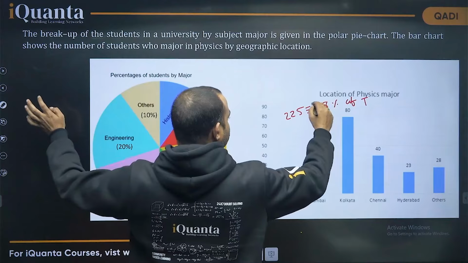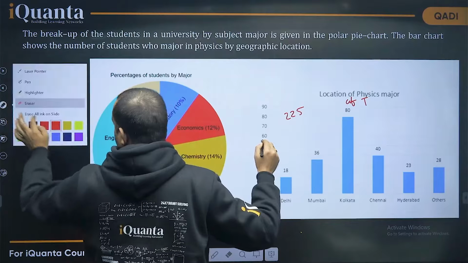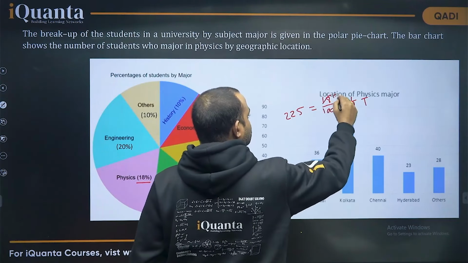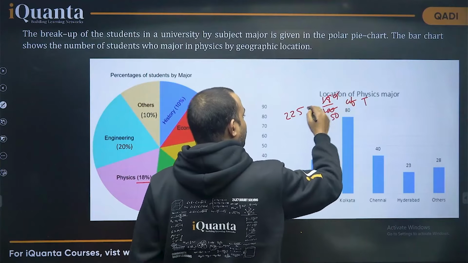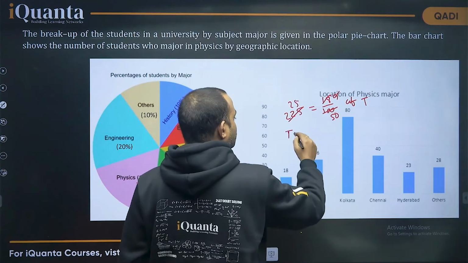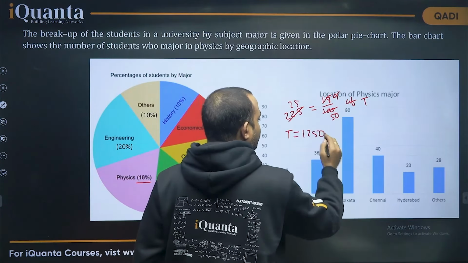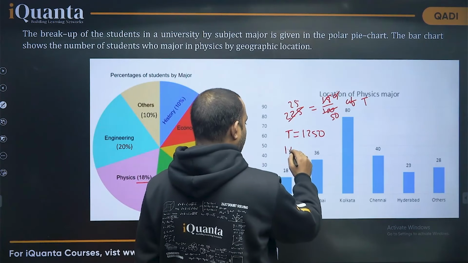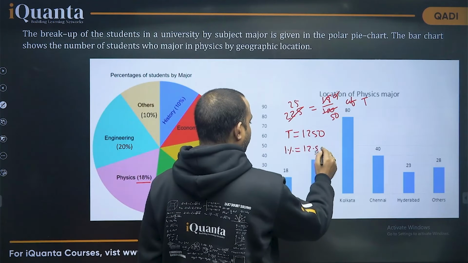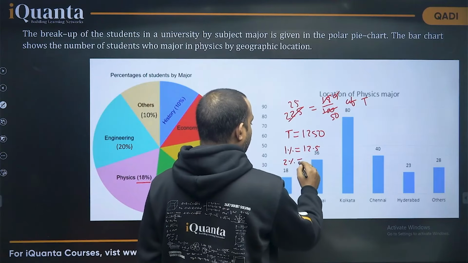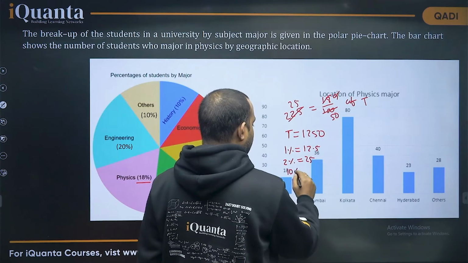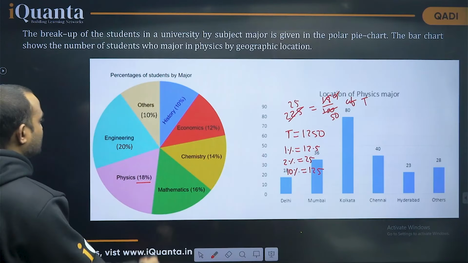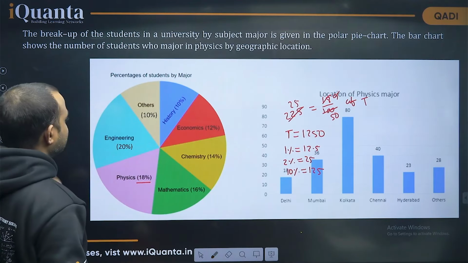So this I can write 18 upon 100. This is 9 by 2, this is 50, 9 into 25. So total is equal to 1250. There are 1250 students. 1% of 1250 is equal to 12.5, and 2% is equal to 25, and 10% is equal to 125. Using that, we should be able to find these answers quickly.